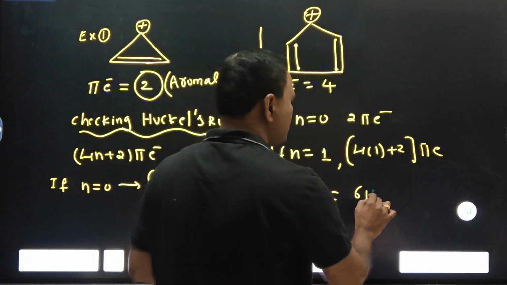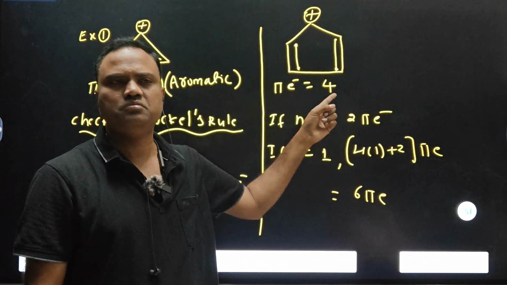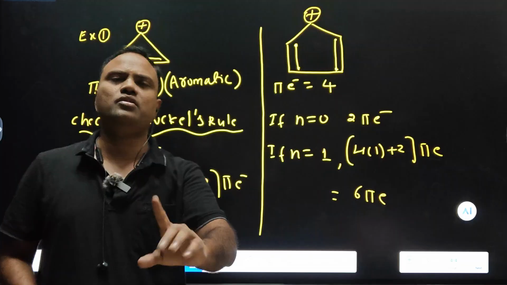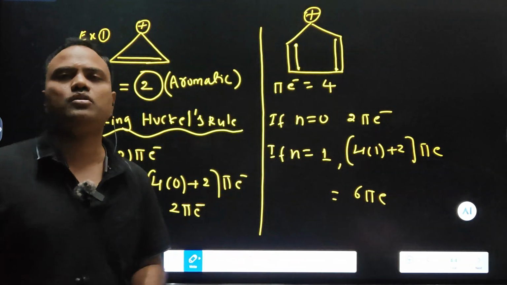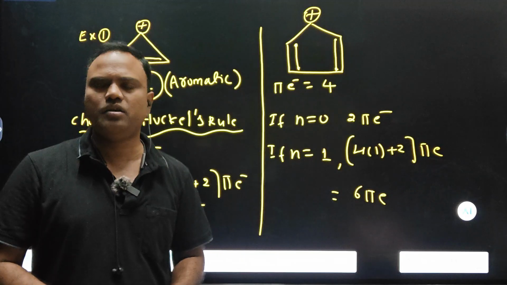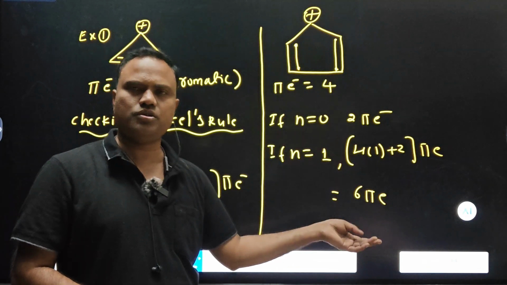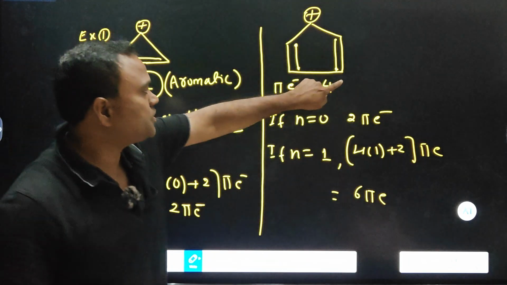6 pi electrons. Is the value matching with the original value? No. So this is not aromatic. For any value of n, you are not getting 4 pi electrons. Clear? So it is not an aromatic compound. Substitute n is equal to 0, n is equal to 1, 2, 3 and so on. But you have to get the same value.